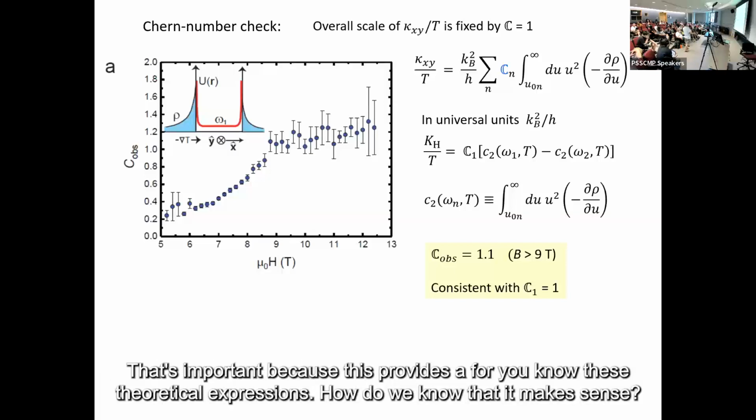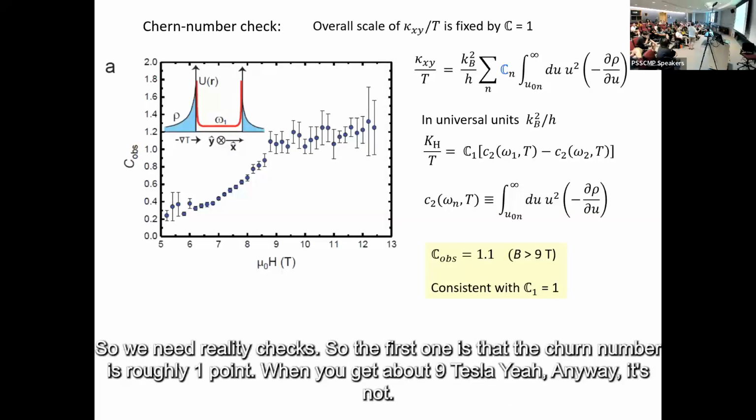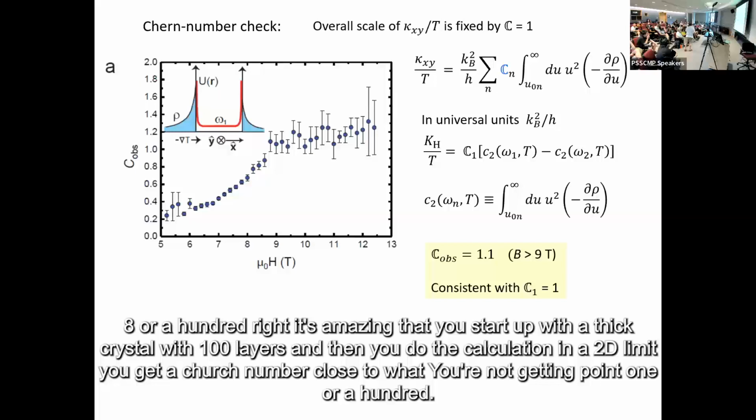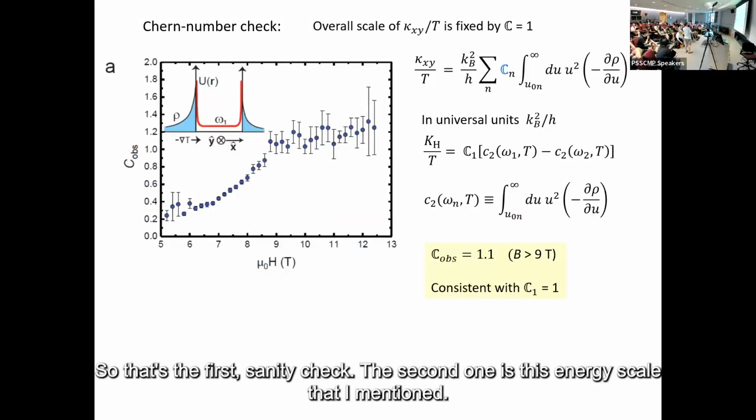Then that's important because this provides a sanity check. But you know, these are theoretical expressions. How do we know that it makes sense, right? So we need reality checks. The first one is that the Chern number is roughly 1.1, right? When you get above 9 Tesla, the error bars are somewhat large, but anyway, it's not 8 or 100, right? It's amazing that you start off with a thick crystal with 100 layers, and then you do the calculation in the 2D limit, you get a Chern number close to what? You're not getting 0.1 or 100. So that's the first sanity check.